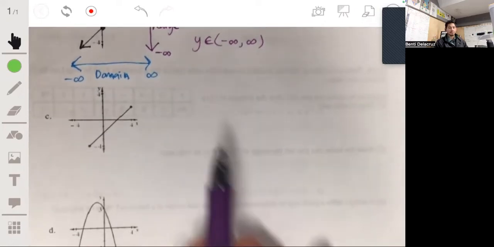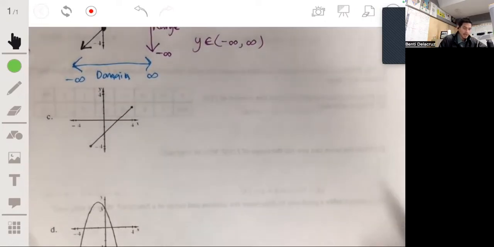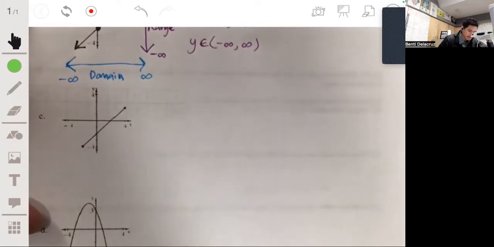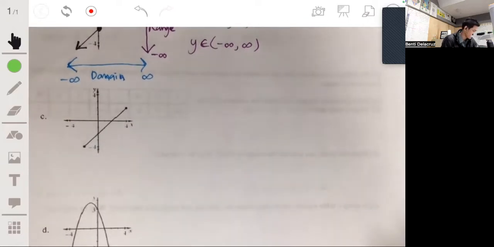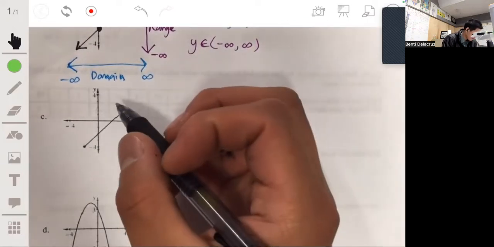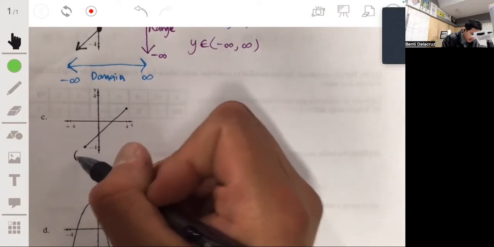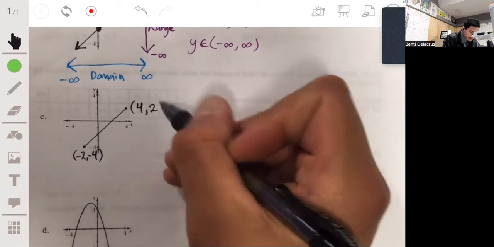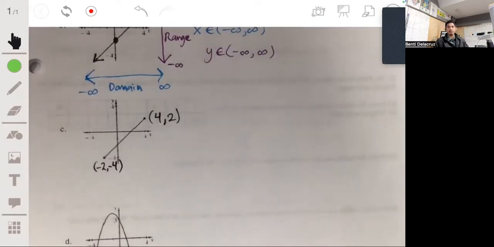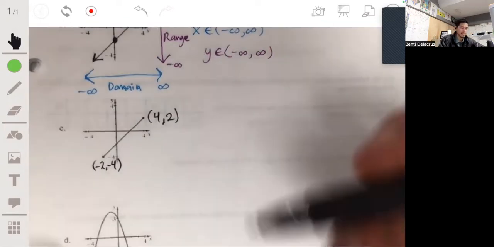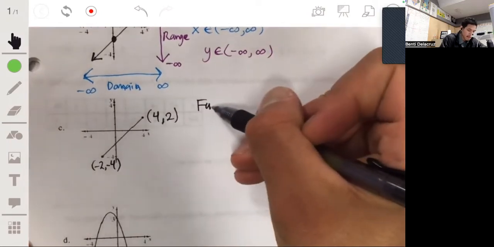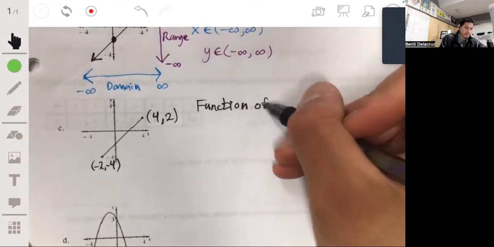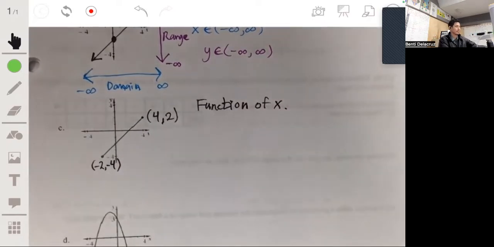All right, problem C. Right here we have a graph that ends over here. So it stops at this point, which is at -4, or no, -2, -4. And this point is at 4, 2. So this would be a function of x because again, we have no x values that have more than one y value assigned to it. So function of x, that's good.